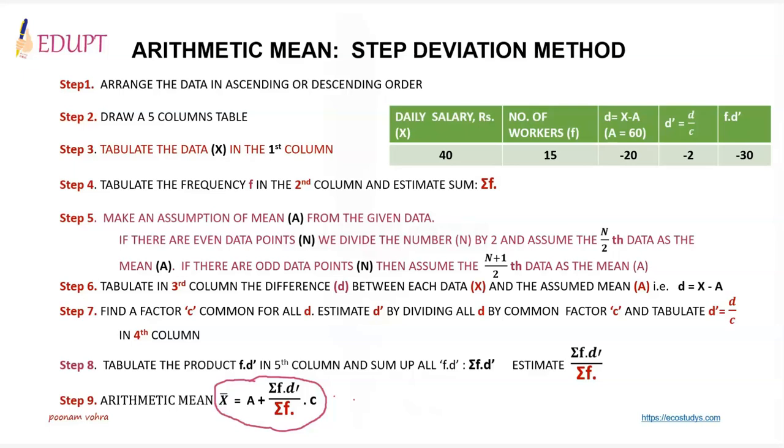A is assumed mean, d dash is deviation dash, which we can find by finding the common factor and dividing deviations by the common factor, then having its summation. And sigma f is the summation of the frequencies, c is the common factor.